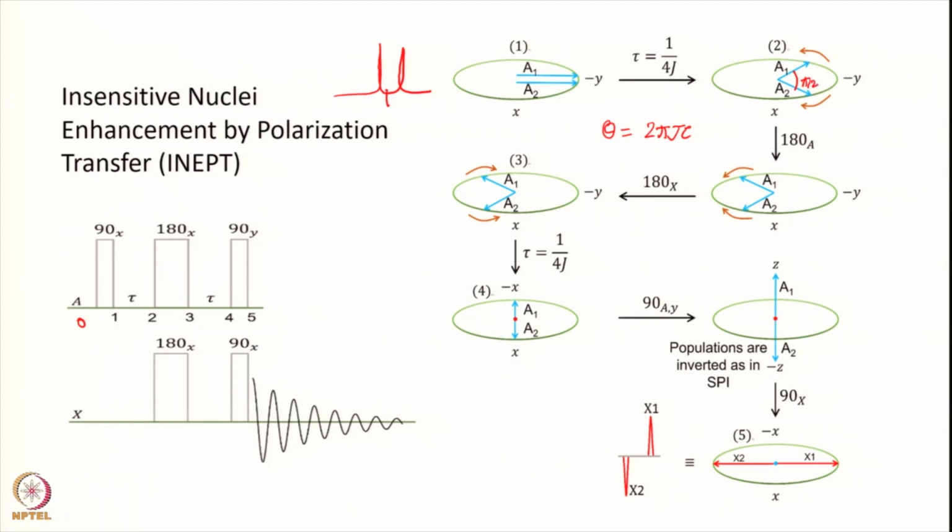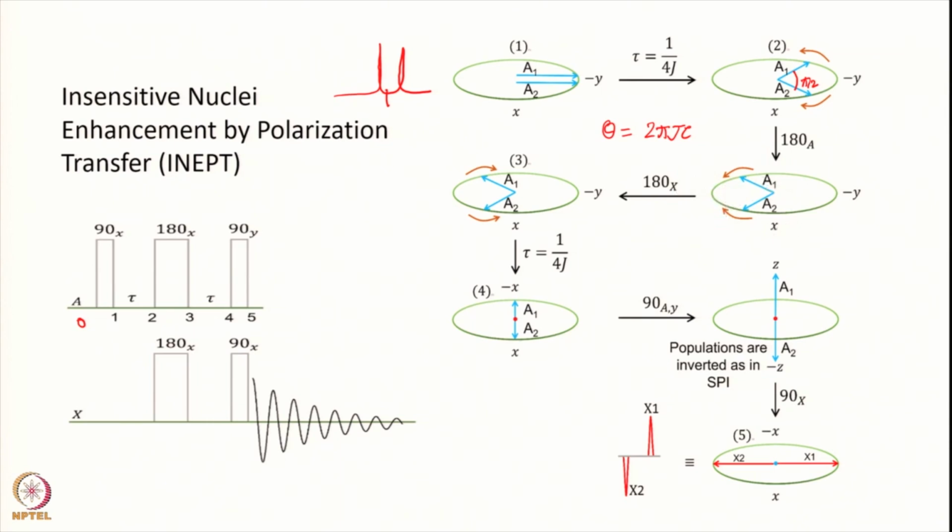Okay. So now I am applying a 180-degree pulse on the A spin. So when I apply the 180-degree pulse on the A spin, this A2 transition will come here and the A1 transition will come here, that is what is indicated here. Okay. And they will continue to move in the same direction, like this, A1 will go like this and the A2 will go like that.